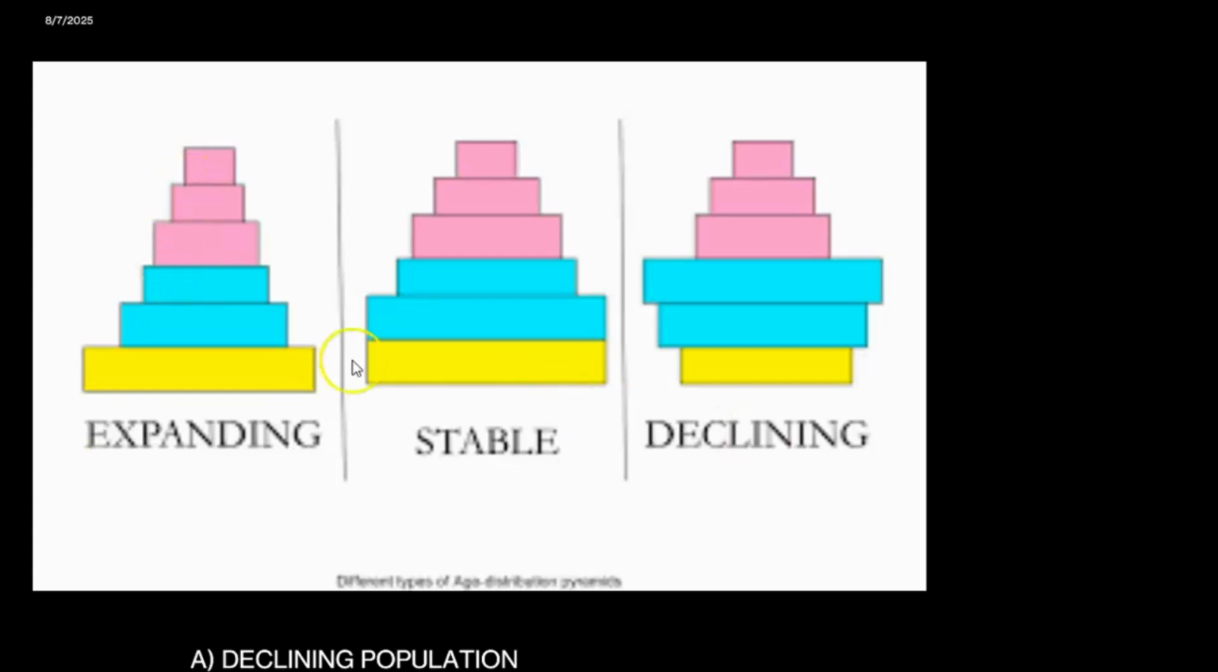If it is expanding, the number of children is very high, you can decide it as expanding. But for stable, the youngsters and the children will be comparatively the same. But in the decline, the pre-reproductive age, the number of children, will be very low. So there won't be an explosion of this population in the coming future. So we can decide the answer as declining population.